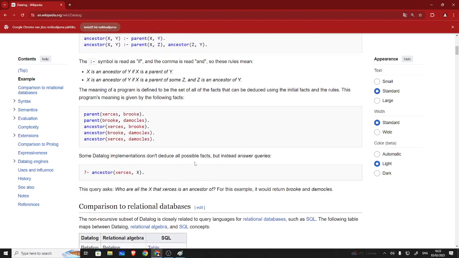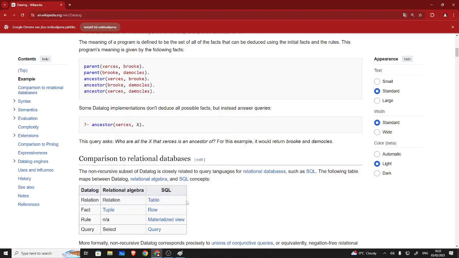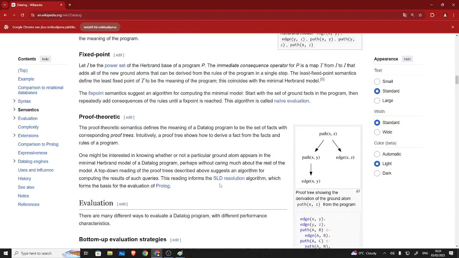Instead of answering queries, you ask for something, and you get Brooks and Damocles. So who uses Datalog these days? Probably not many people, but there is actually a relation to SQL, Structured Query Language, which also does something like this if you think about it. It has to do some sort of queries to retrieve knowledge. When you write a general query, select something from something, how does the database engine actually go through and process this? Let me see if we can find an online tester.